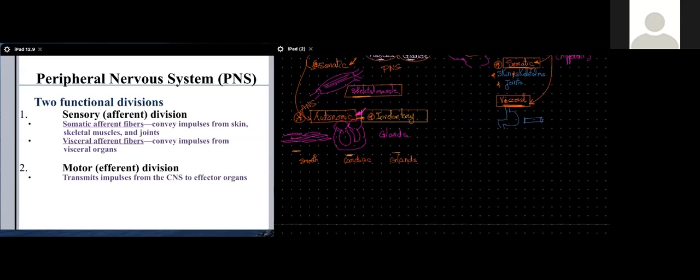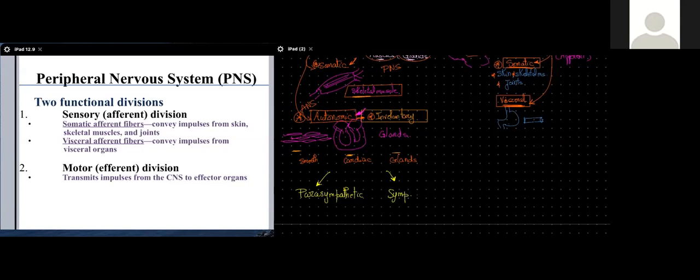When we're going to be discussing the autonomic nervous system in chapter 14, we're going to learn that we do subclassify the autonomic nervous system according to the response into either parasympathetic nervous system or sympathetic nervous system.